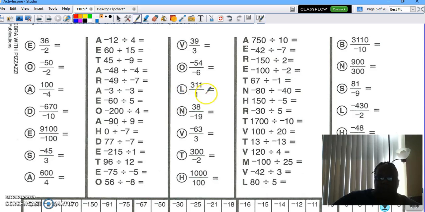Hey, what about L? 1 will go into 311. Okay? How many times will 1 go into 311? And remember, you have a positive divided by a positive. So you know your answer is going to be positive, and 1 will go into 311 311 times. You should have that answer down there. Put an L.